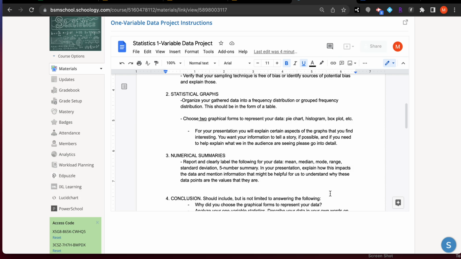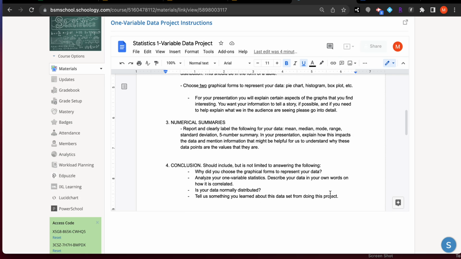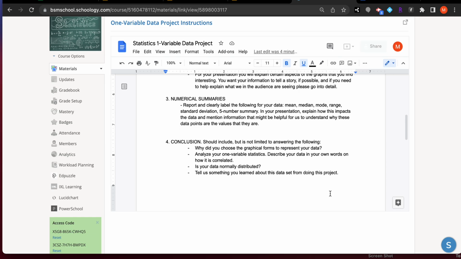You're also going to include numerical summaries. So you need your mean, median, mode, range, standard deviation, and 5-number summary, explain how that would impact your data, and mention what information might be helpful to understand why these data points are the values that they are. Those items are required, and you should talk through those in your presentation.